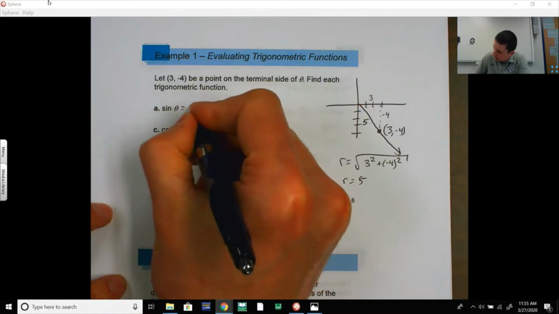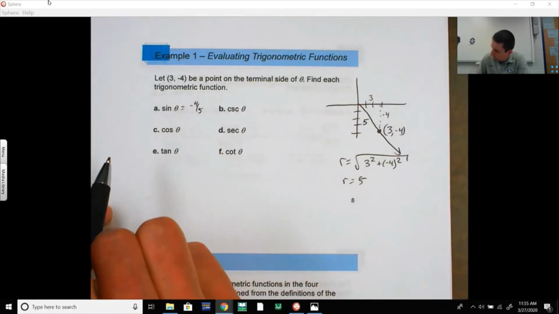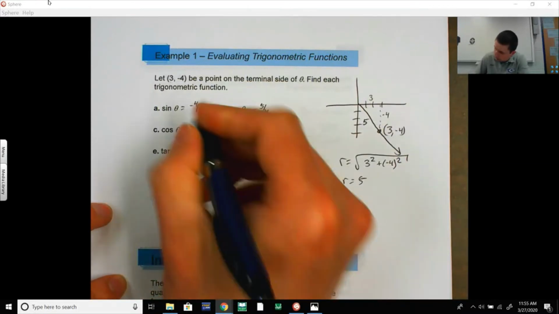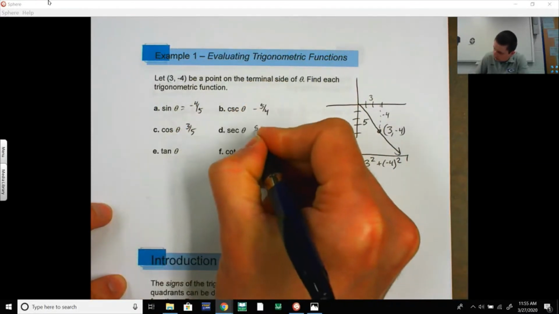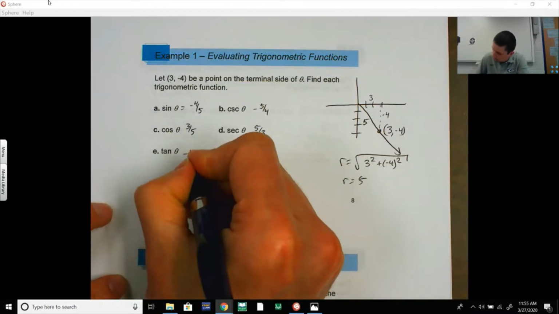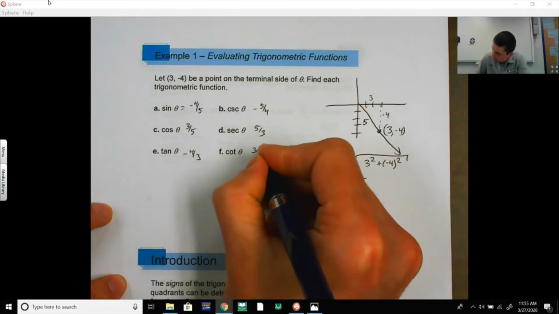Sine would be -4/5, y over r. Cosecant would be -5/4, the reciprocal. Cosine is 3/5, secant is 5/3. Tangent is y over x, so -4/3. Cotangent is x over y, so -3/4.